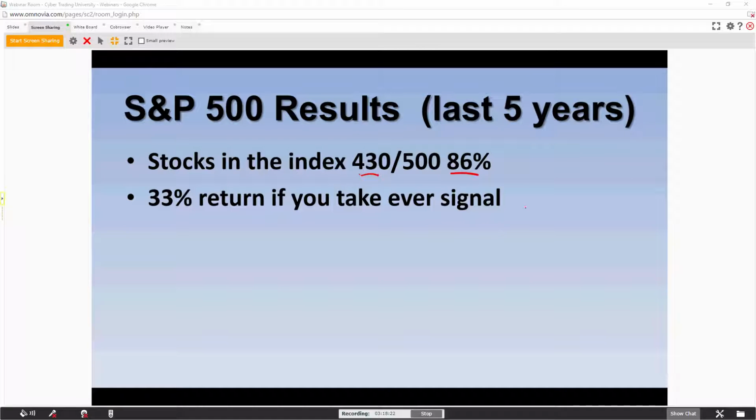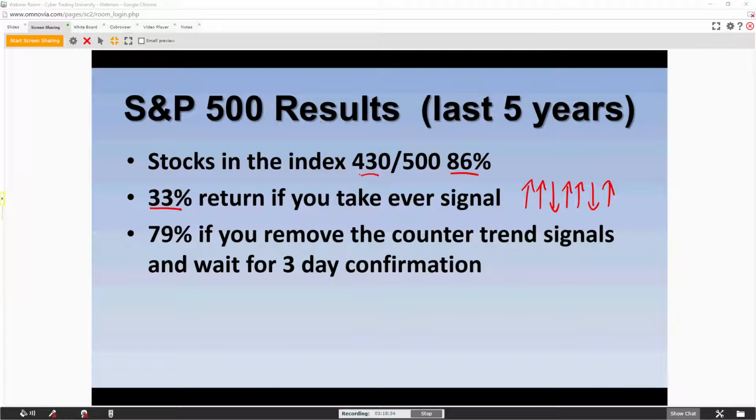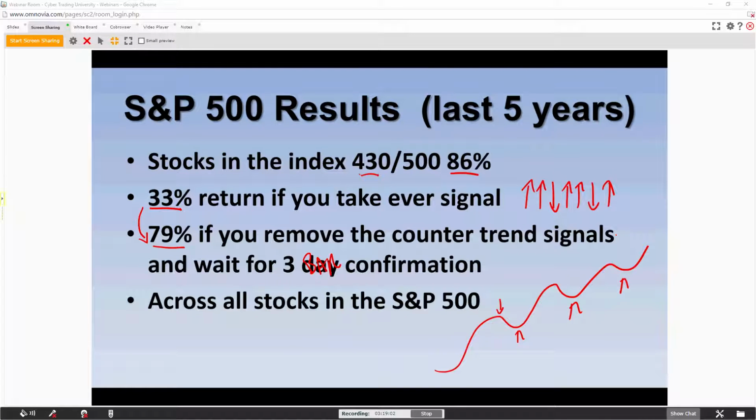Now, if you would have taken every signal, whether it's a long and then another long and then a short and a long and then a long and then a short and then a long, well, that would have given you a 33% return. Now, if you use this little filter mechanism I'm going to share with you in just a second, then that's going to increase your rate from 33 to 79% if you remove the counter trend signals and if you wait for a 3-bar confirmation. So here's all this means. If you've got this massive uptrend like this, I don't want you taking these counter trend signals. I want you taking these trend confirmation signals, okay? So we're going to try to stay on the right side of the overall trend.